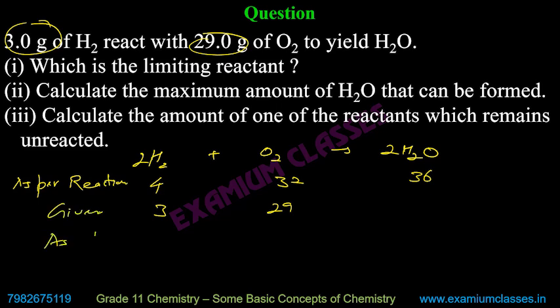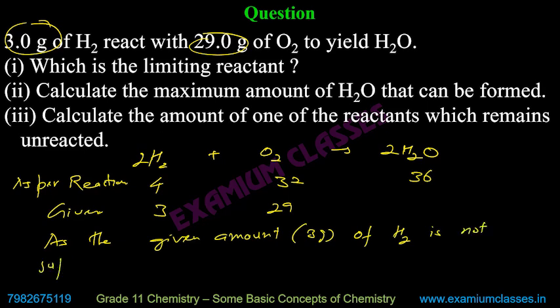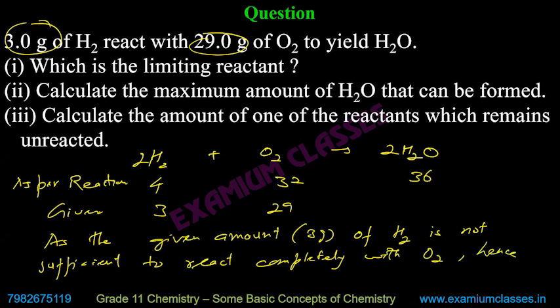You will say, as the given amount, three gram of hydrogen is not sufficient to react completely with oxygen. Hence, hydrogen is limiting reagent. That's how you will write.